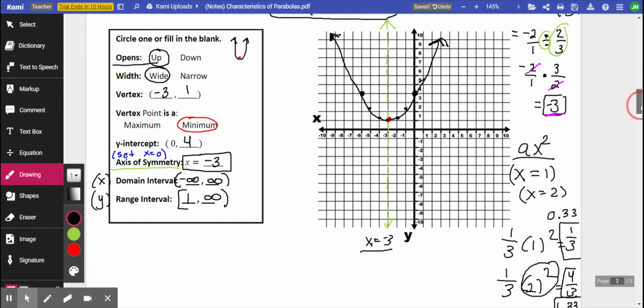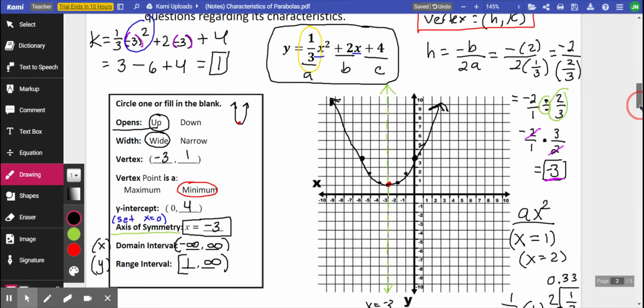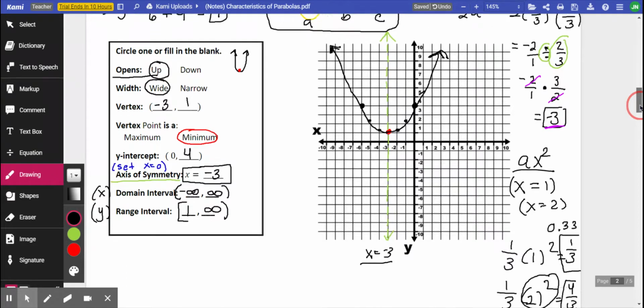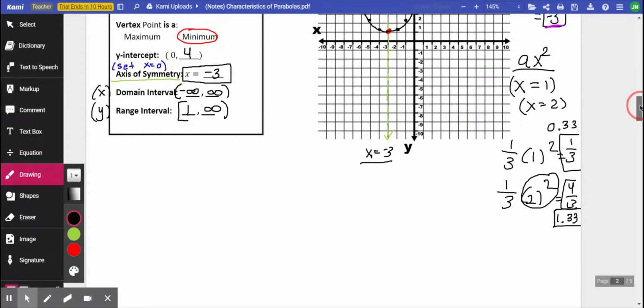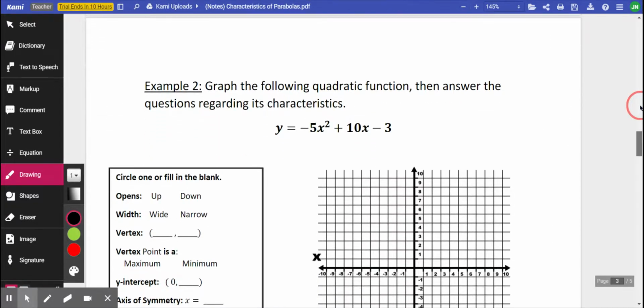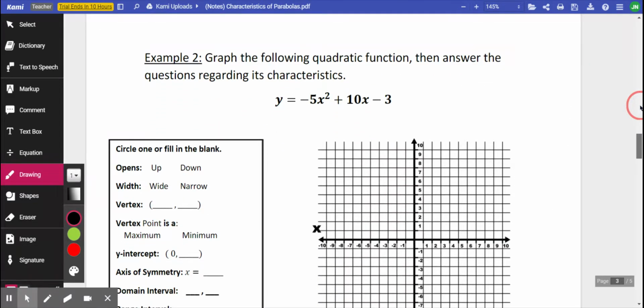We're putting everything together that they can possibly ask you in regards to parabolas. And this is basically it in a nutshell. So does it open up or down? Is it wide or narrow? What is the vertex? Is the vertex a maximum or minimum point? What is the y-intercept? What is the axis of symmetry? What are the domain and range for this graph? Okay. In Math 2, they might ask you more things such as the x-intercepts.